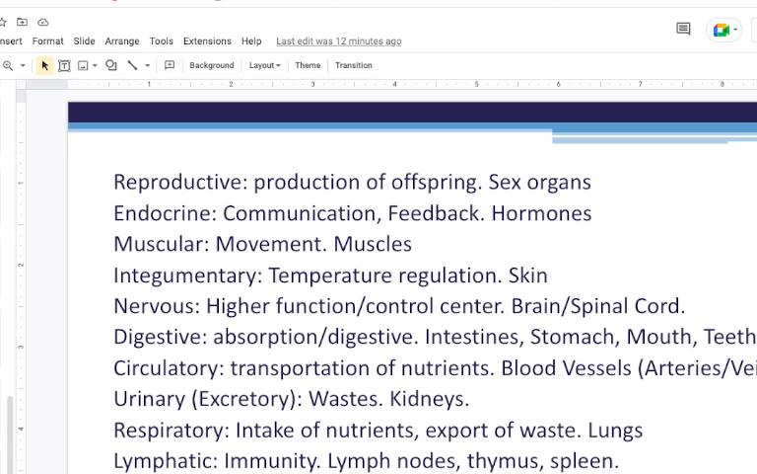Our lymphatic system has the function of immunity. It has many different structures in here that we're not worried about, but we need to know the lymph nodes, thymus, and spleen are part of the lymphatic system. And finally, our skeletal system provides the framework of the body and aids in movement and has the structures of our bones.